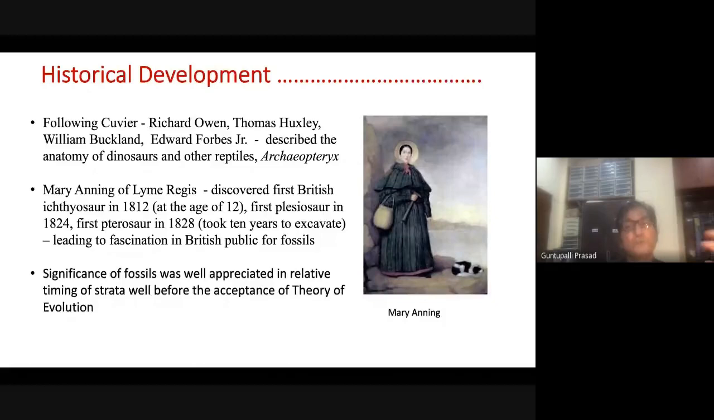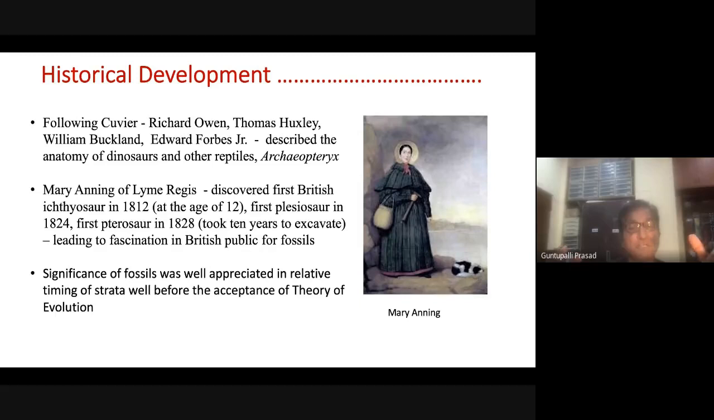He used to buy most of these fossils from her. And that is how many of the scientific discoveries came to light. And so subsequently, the significance of fossils in dating rocks is well appreciated only after the acceptance of the theory of evolution.